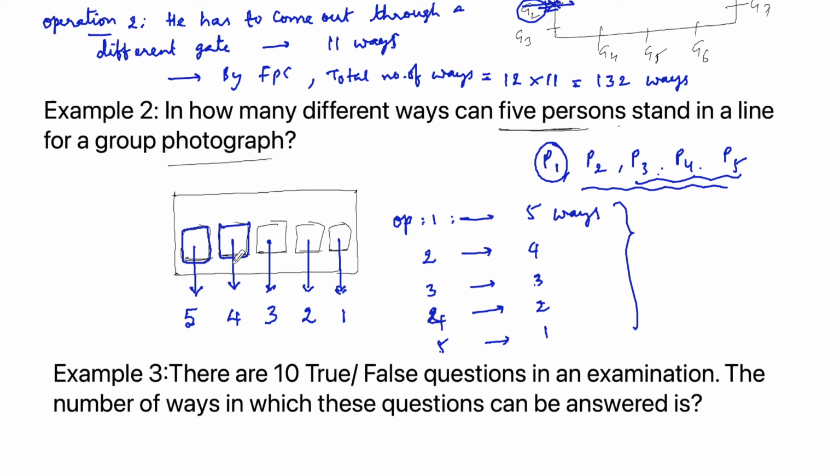And as all the positions being occupied are dependent on each other, we can say that by the multiplication principle of counting, the fundamental principle of counting, we can write the number of ways. Therefore the total number of ways is nothing but 5 into 4 into 3 into 2 into 1, that is 5 4s are 20, 20 3s are 60, 60 2s are 120. So 120 ways we can say. In 120 different ways, all the 5 persons can stand in a line for a group photograph.